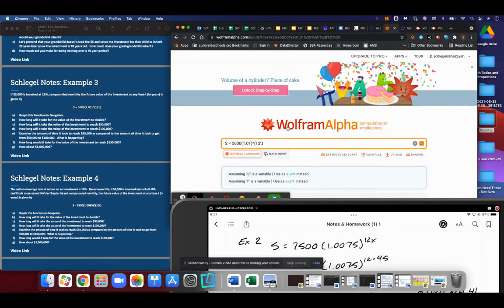And for the first bit here, what do we need? We are looking for how long will it take for the value of this investment to double. So we want our S, our final value, to be $10,000.